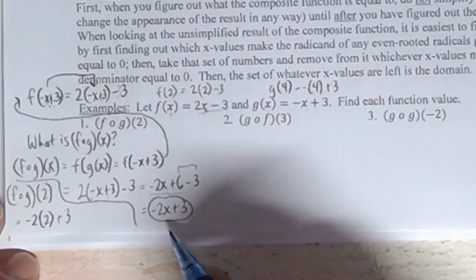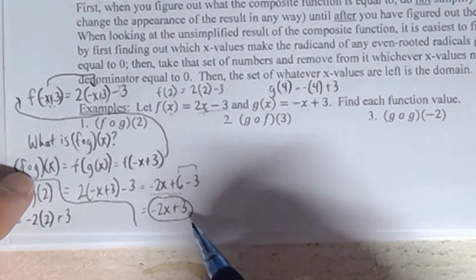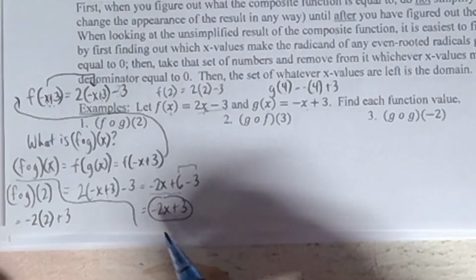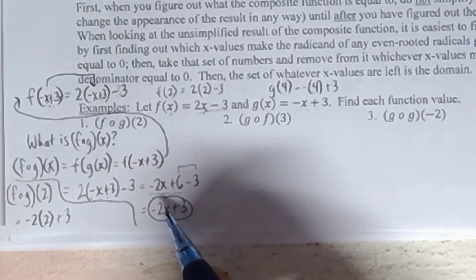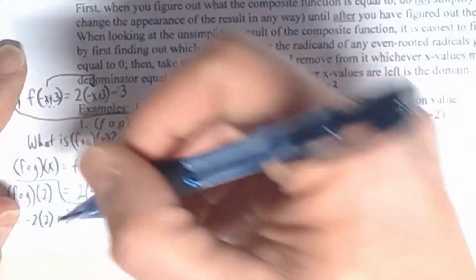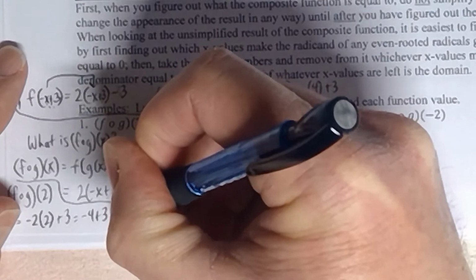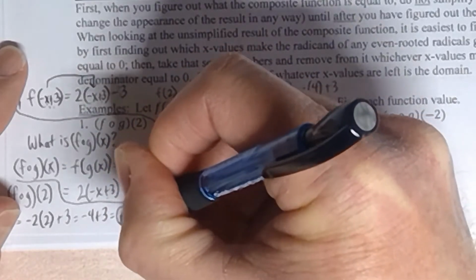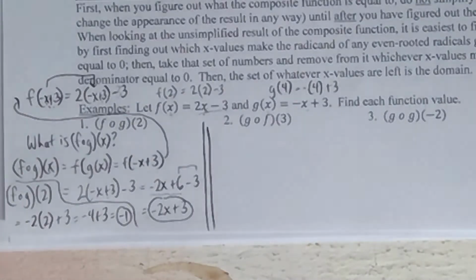So since f circle g is equal to negative 2x plus 3, that means whatever number they put here is just going to get plugged into that, just like on any other function. What is this equal to? This is equal to negative 4 plus 3, which is negative 1. And so that's the process there.